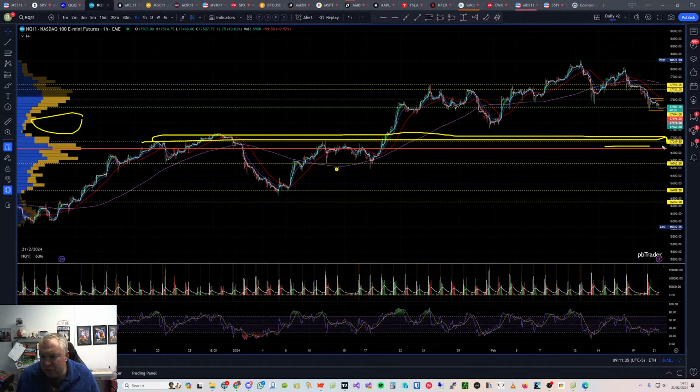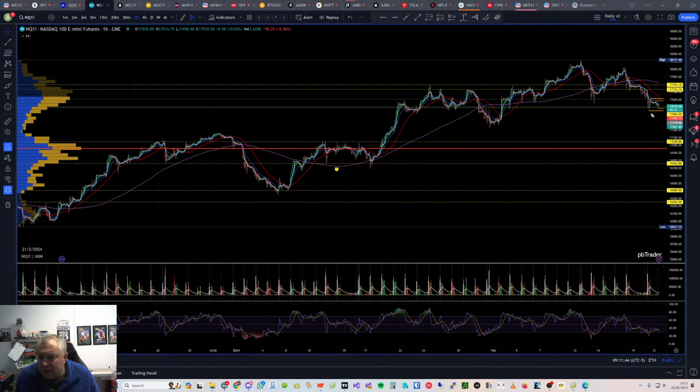We've got the point of control down at 17,000. It's a psychological number as well. Similar to what we've got up here, it's 18,000, two psychological numbers. So potential short to fill this void. It's the only decent trade I can see really.